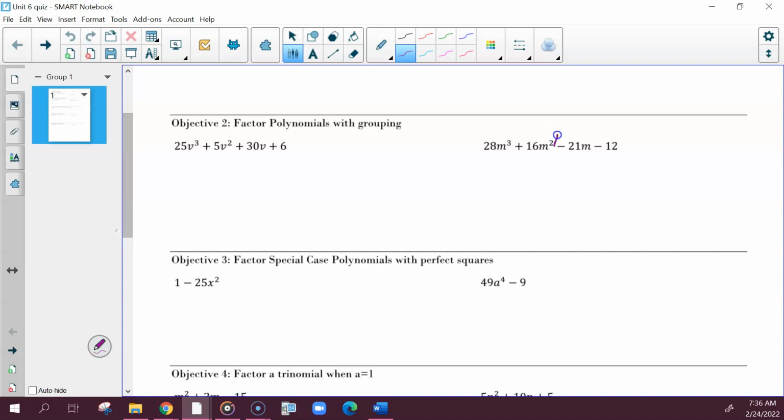But for this, split it down the middle. You're looking for what do these two have in common? What would that be? 4, and how many m's? 2. They share 4 and m squared. So we're going to divide that out of both of these two, and that will leave what? 7m for the first.